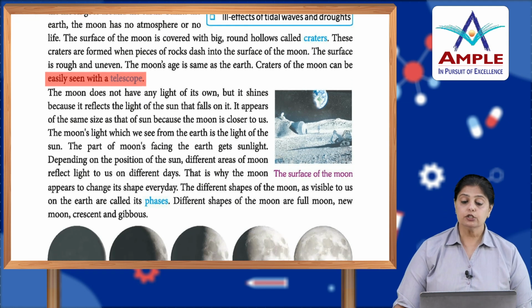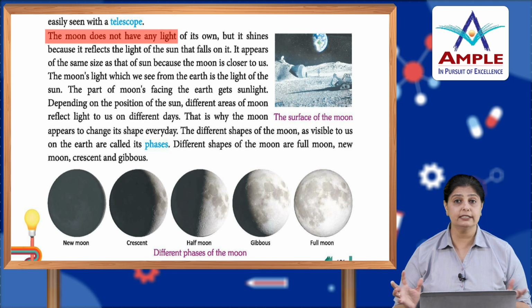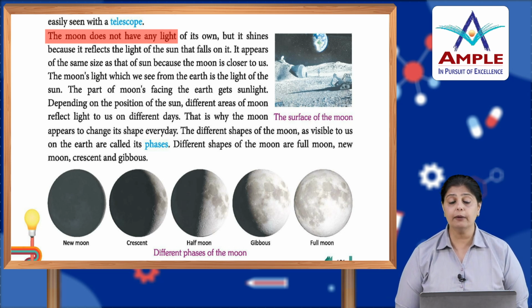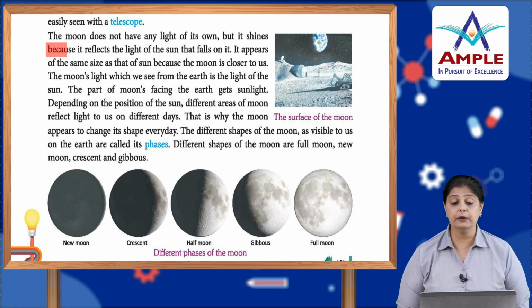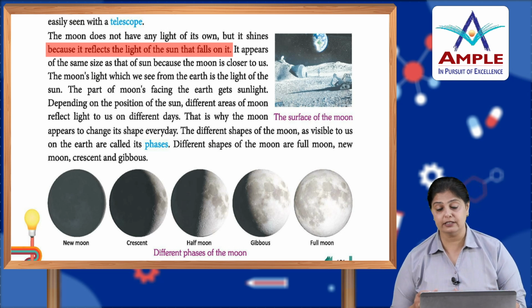So, children, the moon does not have its own light. Although we do say we are sitting under the moonlight, it does not have its own light. Where does this light come from? It shines because it reflects the light of the sun that falls on it. So, when the moon is revolving around the earth, the light of the sun that falls on the moon shines, and that is what is reflected.